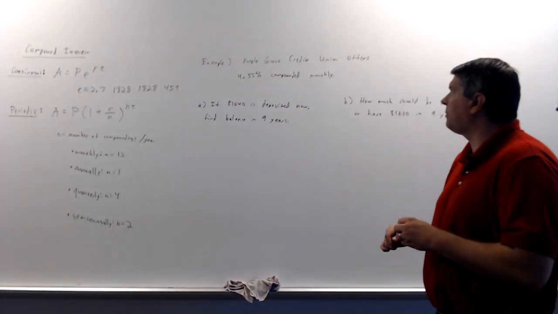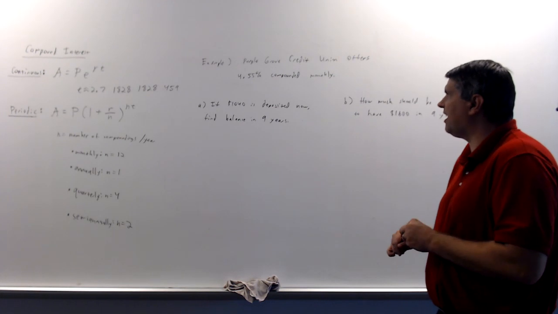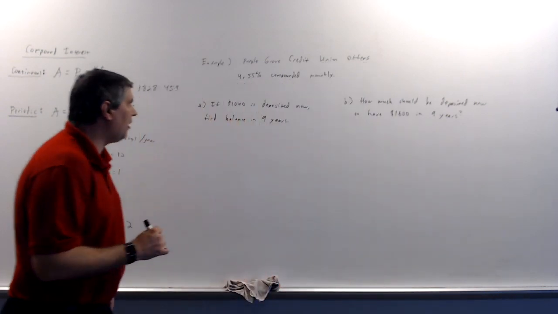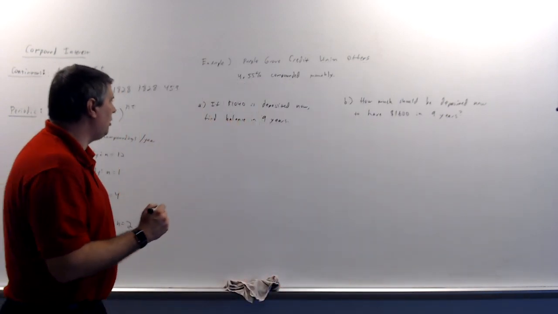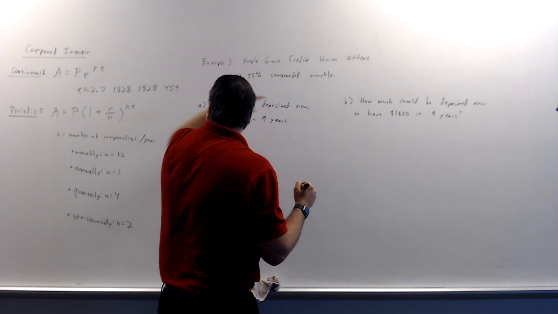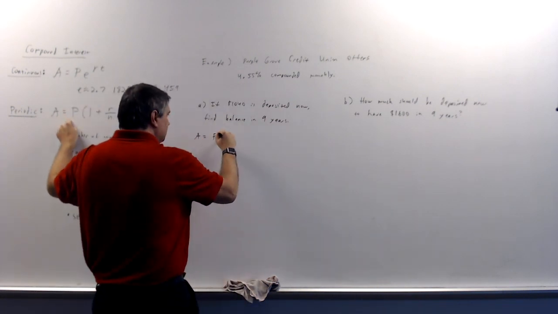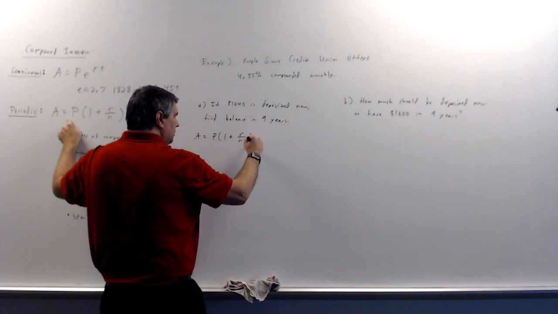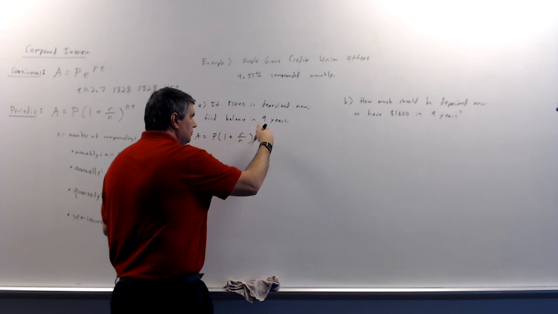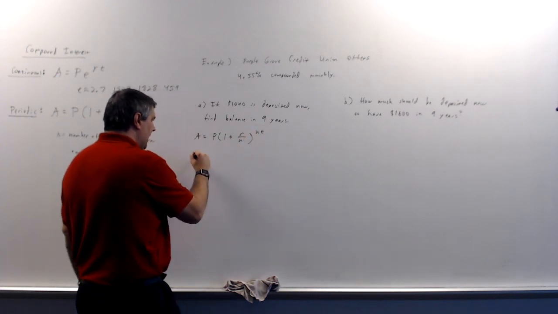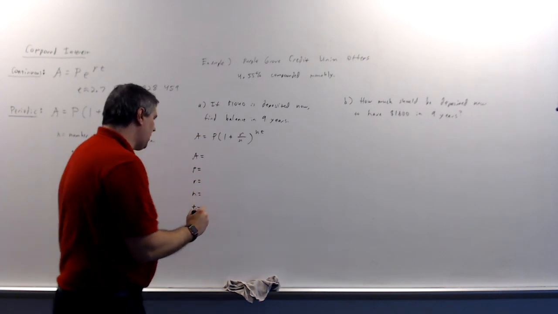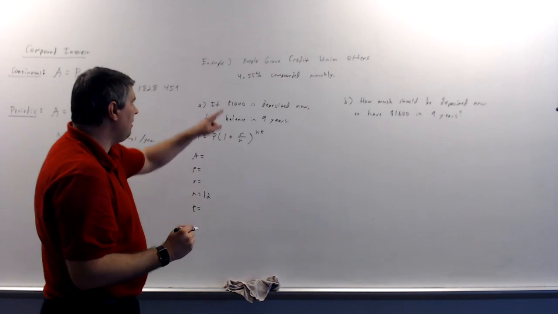Okay. Purple Grove Credit Union offers 4.55% interest compounded monthly. Okay, if 1,040 is deposited now, find balance in 9 years. So it is non-continuous. That means it's monthly, it's periodic. So this is the appropriate formula. So A equals, P equals, R equals, N equals, and T equals. So N is 12. It's compounded monthly.